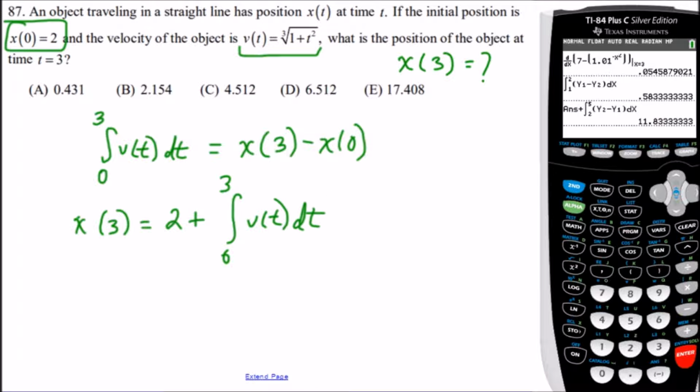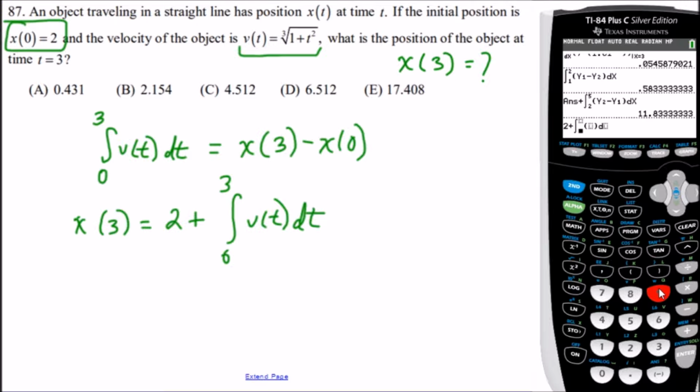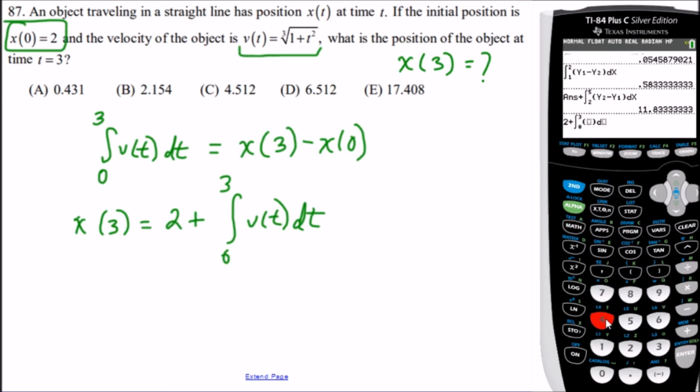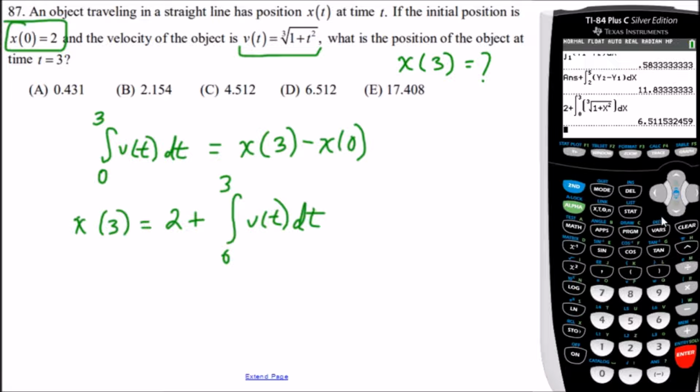The rest here is all calculator work. We're just going to type that whole phrase in. So 2 plus, we press math 9 to pull up a blank integral. We're going from 0 to 3. And for v of t, we have a cube root function, so that's math 4, or you could always write a 1/3 power if you want. Then we have 1 plus, and we write x squared instead of t. And that looks like it, and then dx. So this works out to 6.512, and that's going to be choice D.